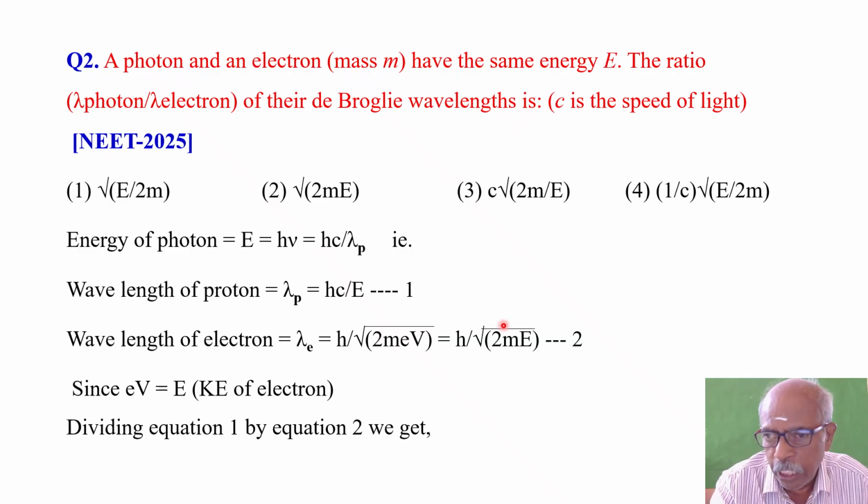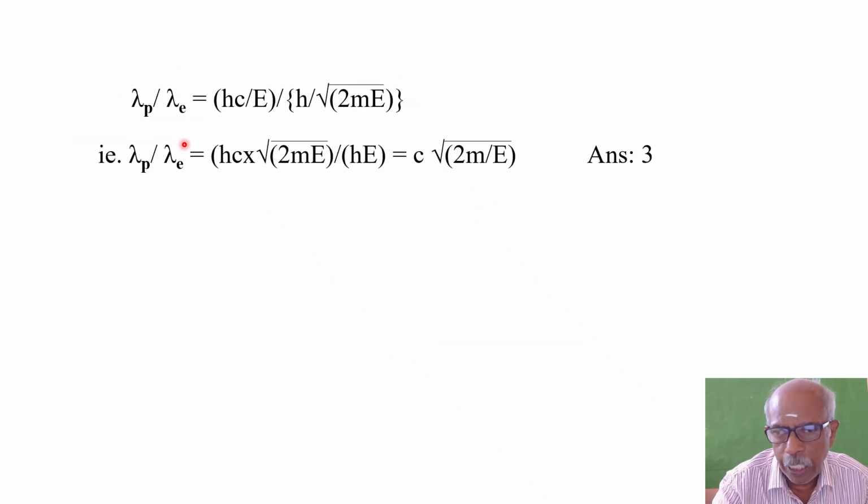Now we have equation 1 that represents the wavelength of the photon, lambda p, and equation 2 that represents the wavelength of the electron, lambda e. Now what is our aim? You have to find lambda p divided by lambda e. That is your answer. So dividing equation 1 by 2, we get lambda p by lambda e is equal to hc by E, the whole divided by h by square root of 2mE.